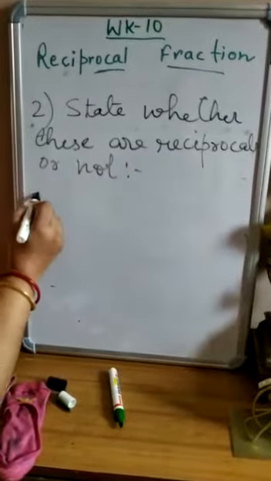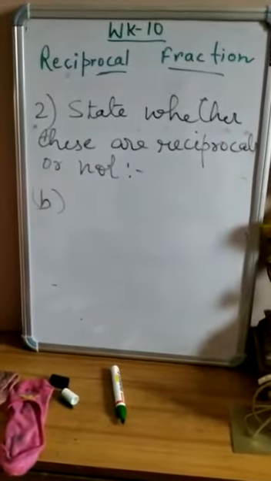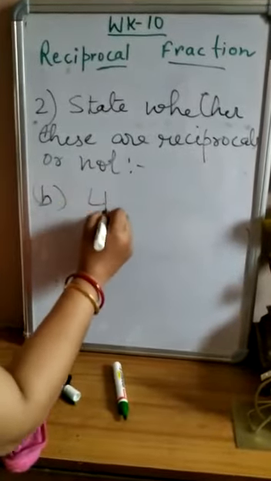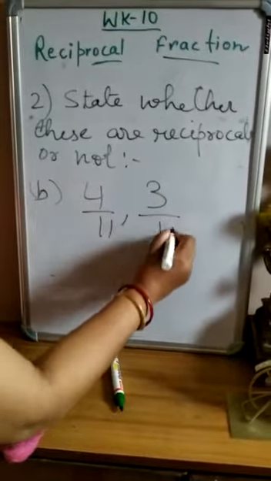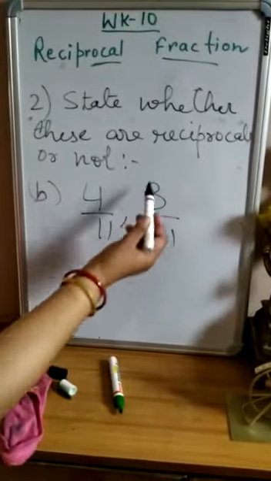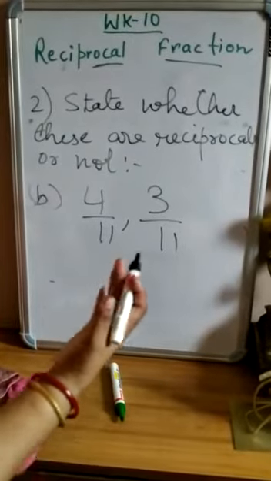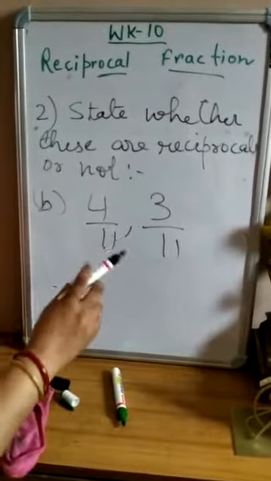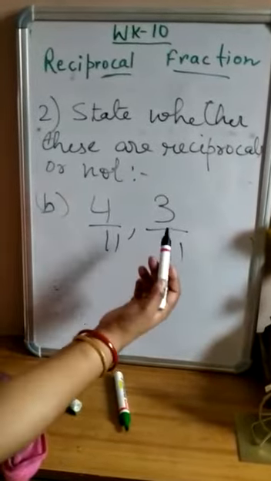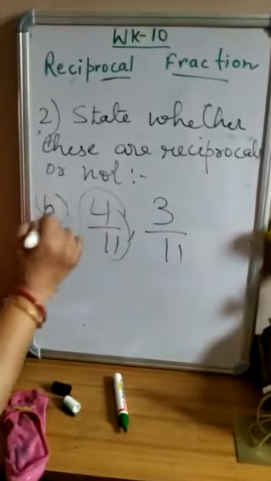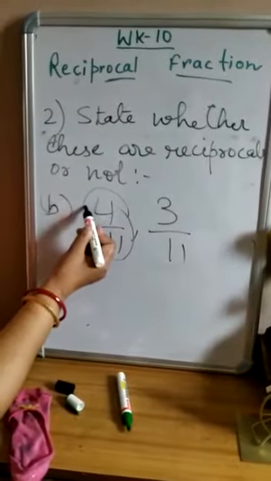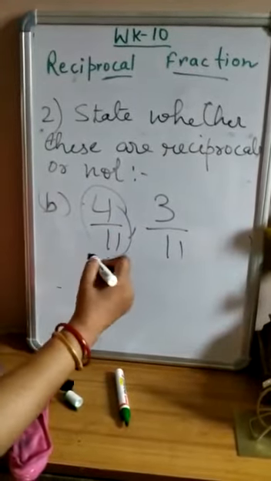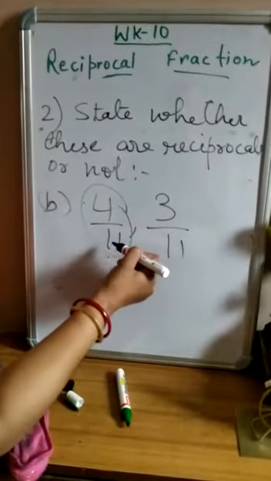Let us take another example, that is B. Here the question is 4 by 11 and 3 by 11. So we have to find out whether 4 by 11 and 3 by 11 are reciprocal to each other. What is the meaning of reciprocal? We interchange the position of numerator and denominator and we get the reciprocal of the fraction. Here the numerator of 4 by 11 is 4 and the denominator is 11.